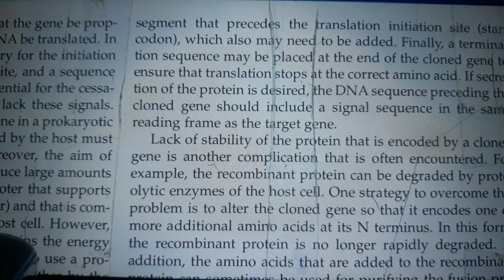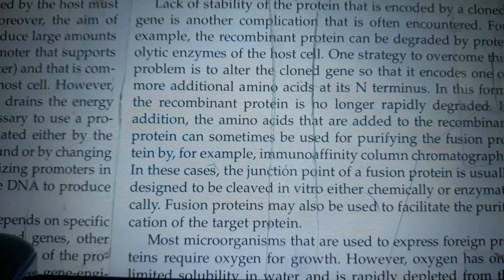If secretion of the protein is desired, the DNA sequence preceding the cloned gene should include a signal sequence in the same reading frame as the target gene. Lack of stability of the protein that is encoded by a cloned gene is another complication that is often encountered. For example, the recombinant protein can be degraded by a proteolytic enzyme of the host cell. One strategy to overcome this problem is to alter the cloned gene so that it encodes one or more additional amino acids at its N-terminus. In this form, the recombinant protein is no longer rapidly degraded.